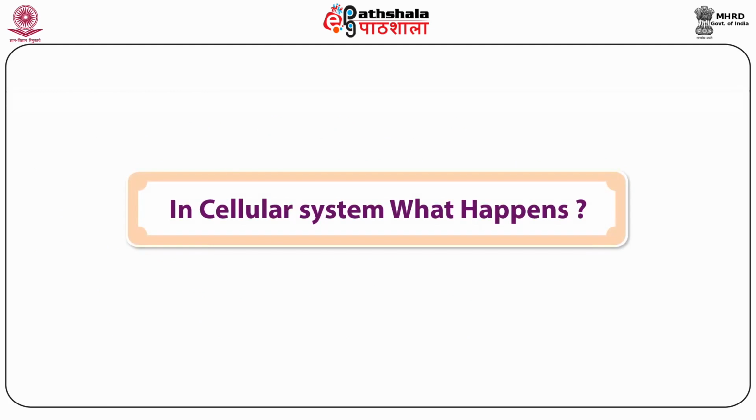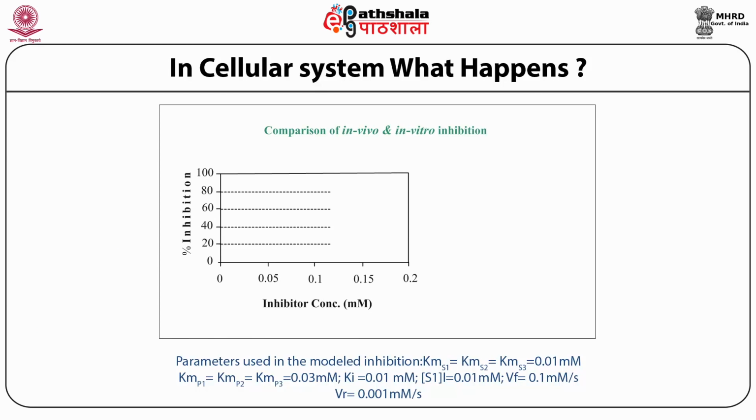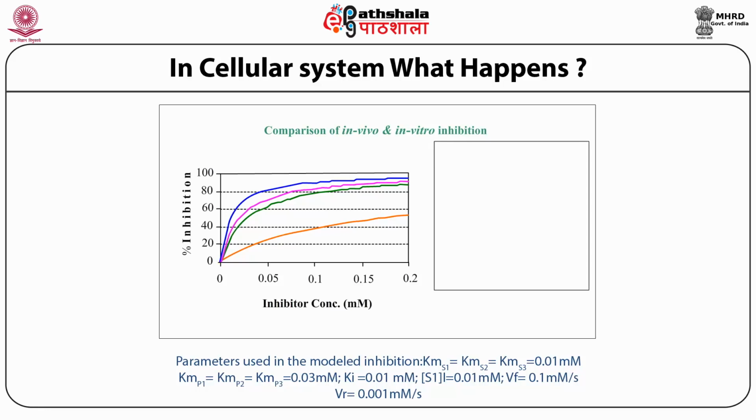What happens in a cellular system? Here I show you a plot with the same Km value, where two of the plots are for a competitive inhibitor and two are for an uncompetitive inhibitor, using the same equation but two different formulas. If we look at the in vitro competitive inhibitor, which is normally what one finds, you see 50% inhibition is achieved at almost 0.5, in fact lower than 0.5 millimolar. However, if you look at the same in vivo, you would see the competitive inhibitor actually cannot achieve even 50% at the value of 0.2, which is almost 10 times more than the inhibition constant in situ, that is, in vitro.